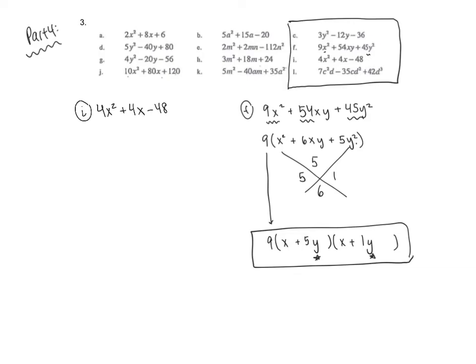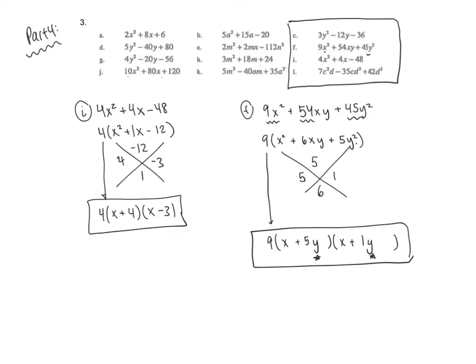Again, we're going to factor out the GCF, and the GCF will be 4. And we're left with x squared plus x minus 12. So we have to think of what multiplies to get negative 12 and adds to get 1, because there's an imaginary 1 in front. And so that would be 4 and negative 3. Okay, so don't forget about the 4 on the outside, and we have (x plus 4) times (x minus 3).